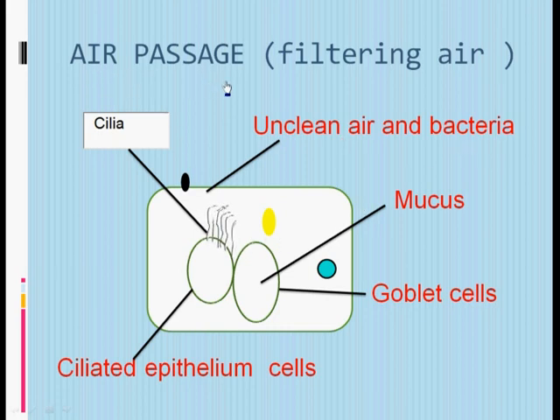What's the air passage? It starts from your nostrils all the way down to your bronchioles. Very good. So that's basically how it clears it. Do you understand? If you don't understand, call me. You know my number. It's at the end of the video too. All right, let's continue.